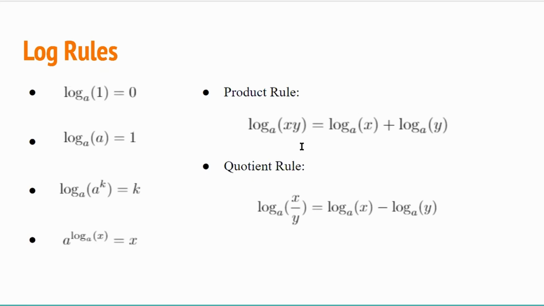Product rule, you have log of a times xy. You can split that up into addition. So whenever you have things multiplying inside the brackets there, you can break them up and put a positive sign there. But the quotient rule is slightly different. When you have x divided by y, that is equal to log a of x minus log a of y. So you have a negative separating the two. So whatever's on the denominator of that fraction becomes a negative when you expand it out using the quotient rule.